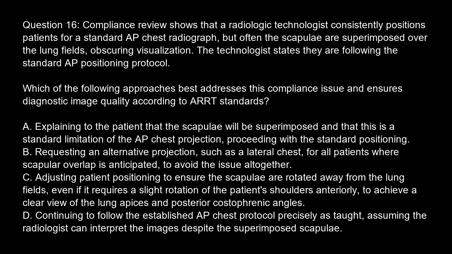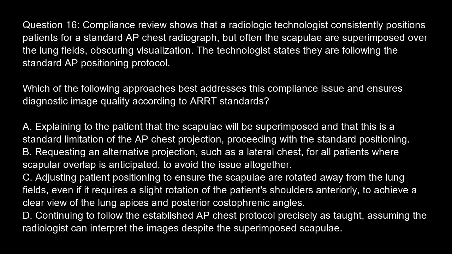Requesting an alternative projection such as a lateral chest for all patients where scapular overlap is anticipated to avoid the issue altogether. Option C. Adjusting patient positioning to ensure the scapulae are rotated away from the lung fields, even if it requires a slight rotation of the patient's shoulders anteriorly, to achieve a clear view of the lung apices and posterior costophrenic angles. Option D.